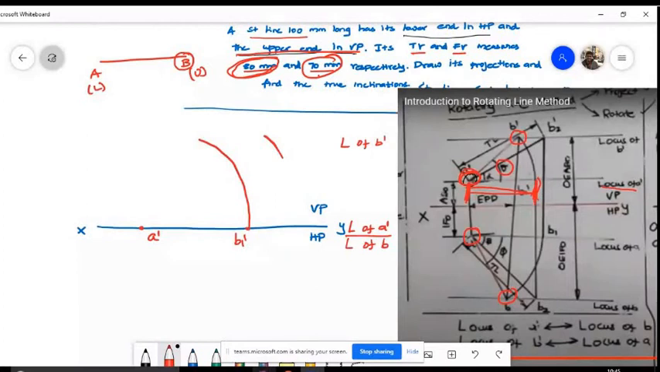Coming back to this, this is my top view. Am I right? Yes, sir. To get the top view, what I did was project from B2 dash to B1. That means from the locus of B dash to the locus of A, I projected, and after that I rotated. Am I right?